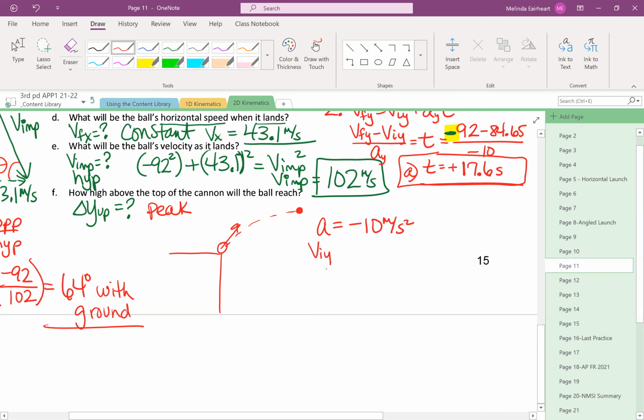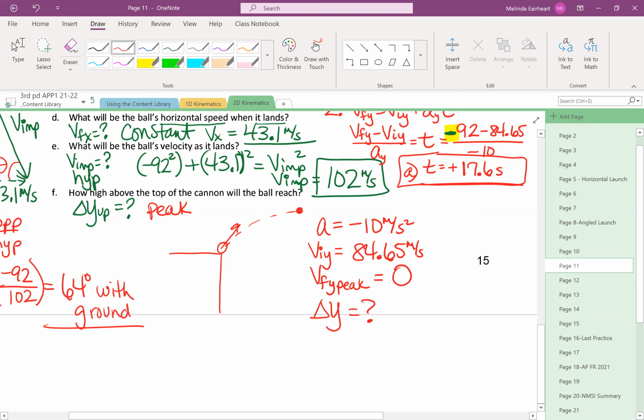Initial vertical velocity is that same one we found above, and I think that was the 84.65. What about final velocity at the peak? 0, right? Remember, gravity doesn't quit, but it's that momentary stop in the vertical. It's still moving horizontal, but here we're just using vertical information. And we're looking for that delta y.